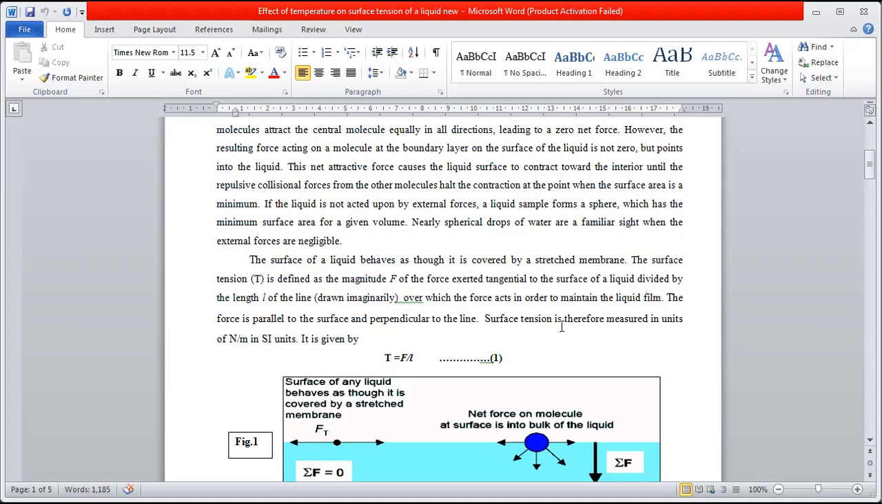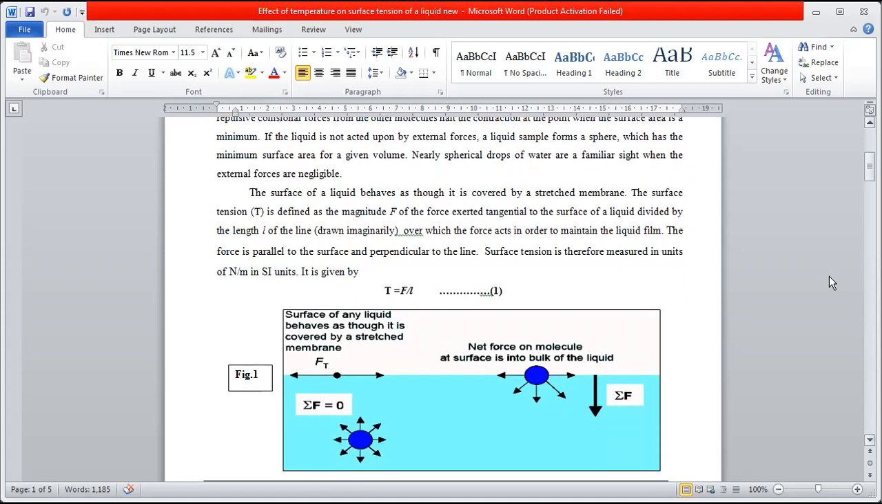Surface tension is measured in units of Newton per meter in SI units. In a simple way, we can say that surface tension is expressed as a force per unit length, so the SI unit is Newton per meter. It is given by surface tension equals F by L.